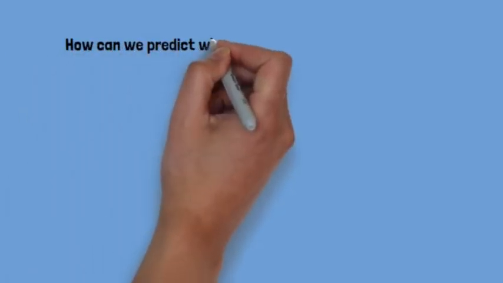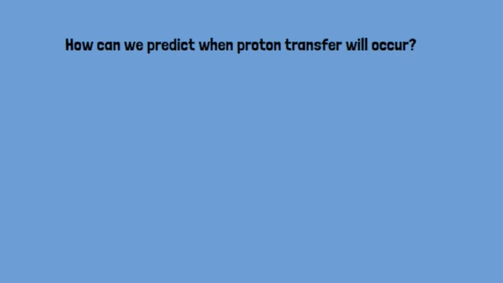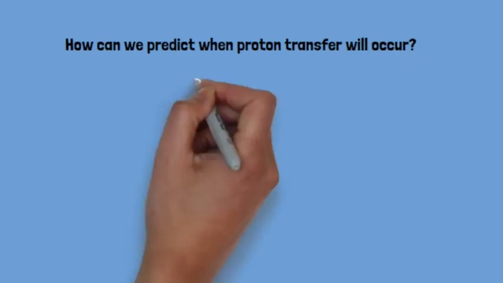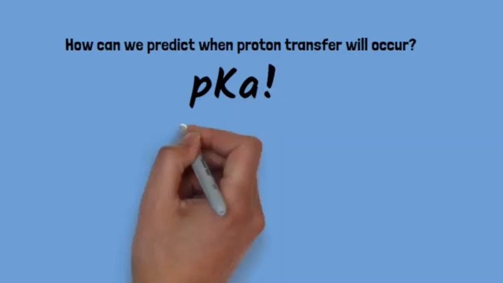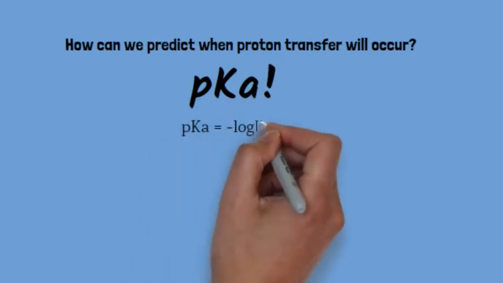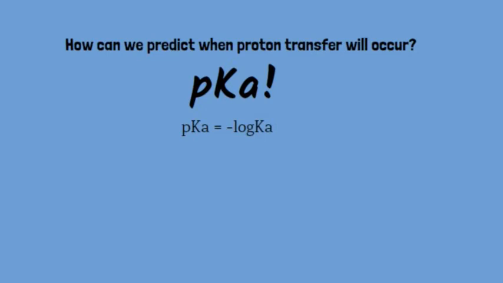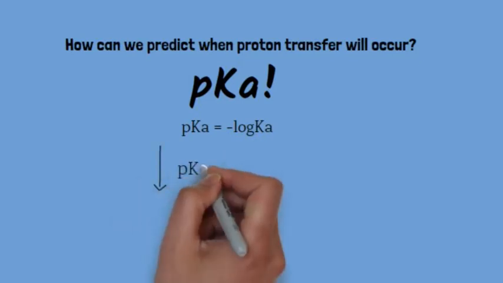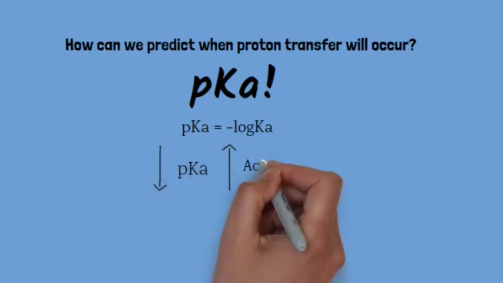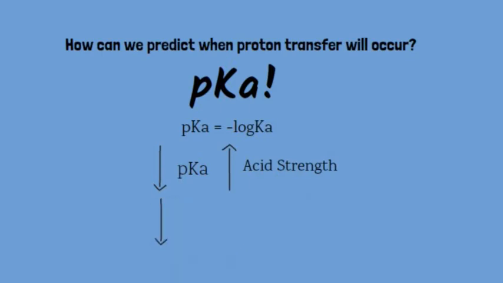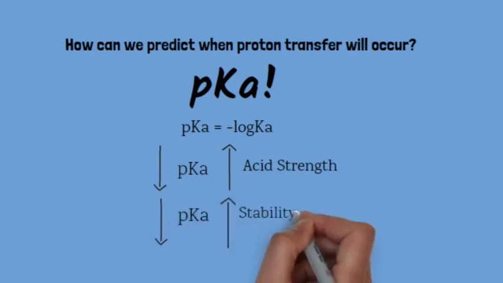So, how can we predict when proton transfer will occur? Well, now we know how proton transfer and acidity concentrations are determined. We will be measuring pKa values. pKa equals negative log Ka. Converting to a pKa simplifies the value. This is done by taking the acid dissociation constant of a particular acid, taking the negative log of this, and converting it to a pKa. The lower the pKa value, the stronger the acid is. And as well, the lower the pKa value, the more stable the conjugate base is.